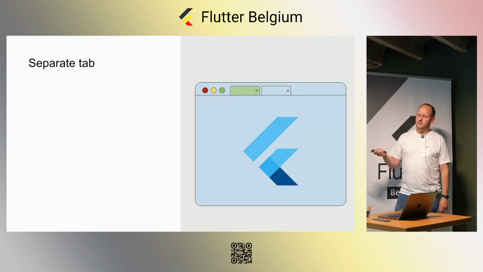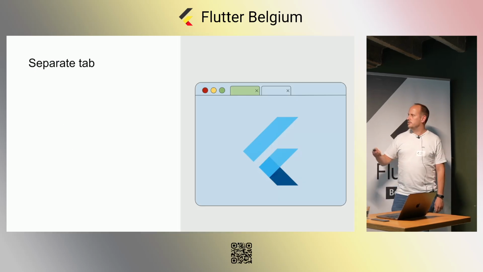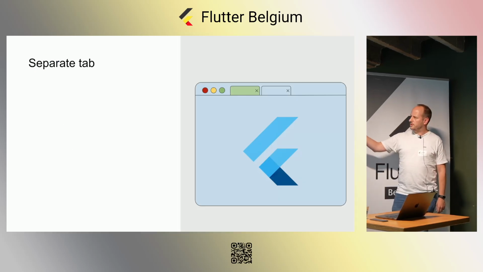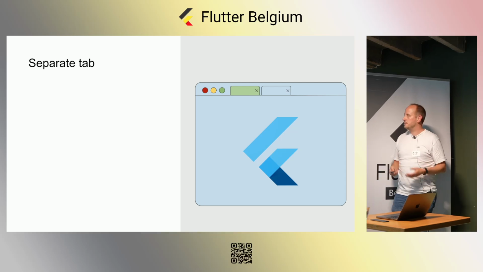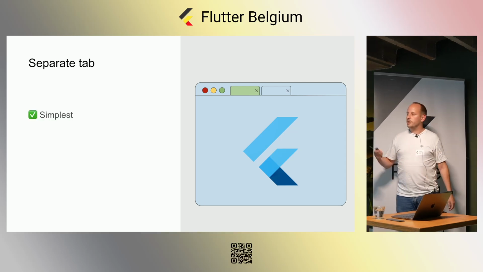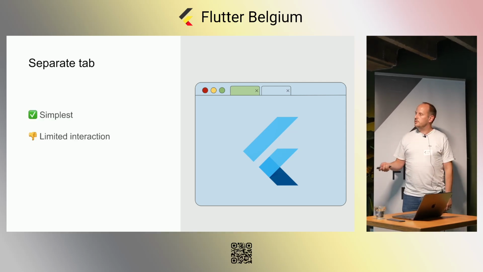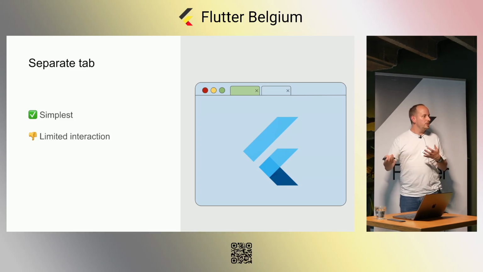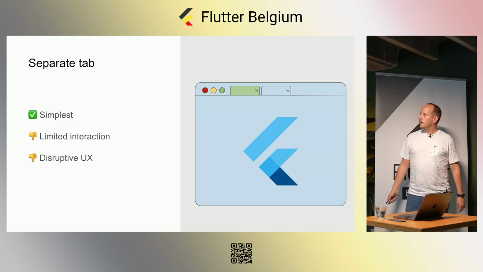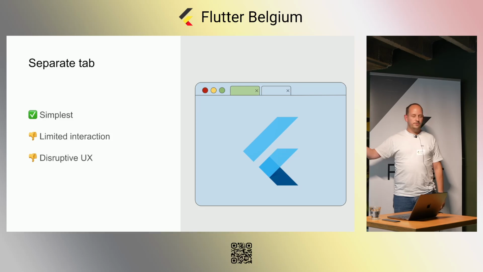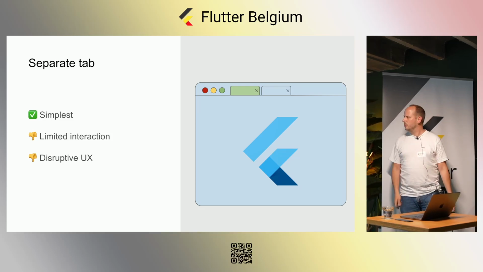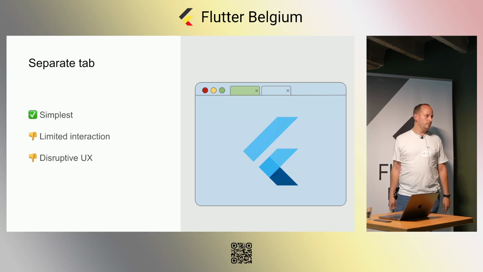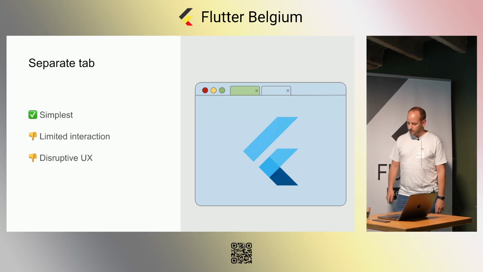So there's basically three ways to do this. You could simply create a separate app, a separate tab, and then go to a different Flutter web application that has those features in them. And this is by far the simplest way, but obviously there's not a lot of interaction with your original application. This would cause a very disruptive user experience because you leave the app, you don't really know where you're at, and you might not even come back to the original host application.